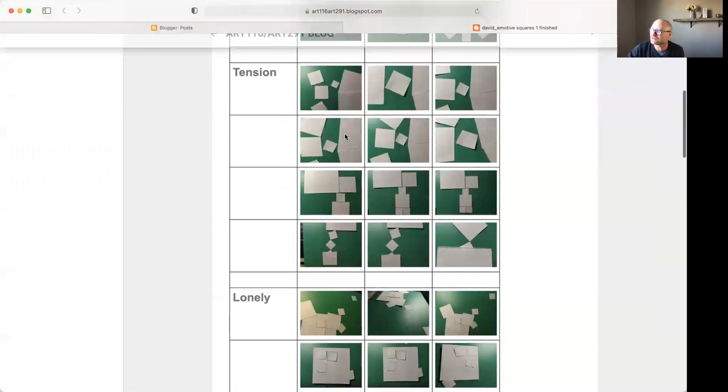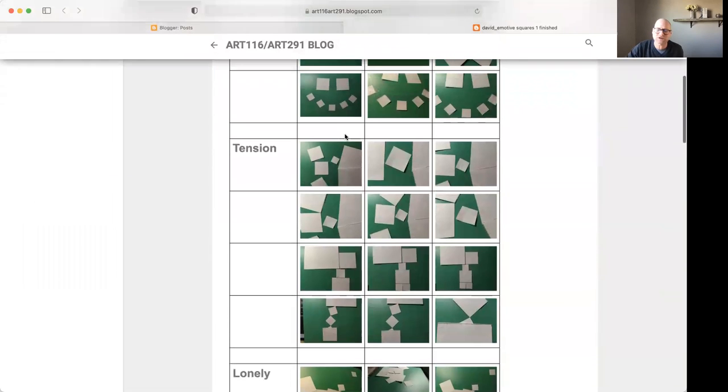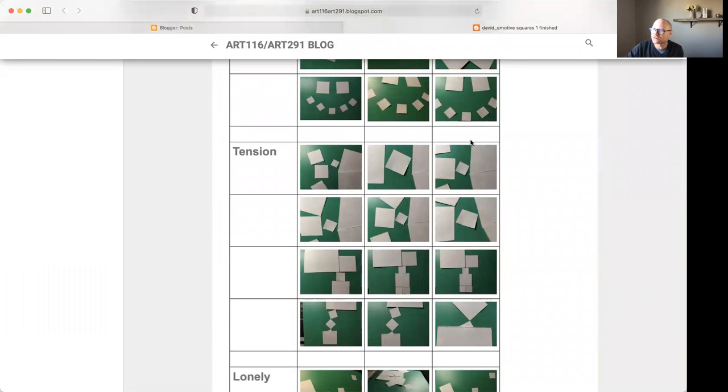So let's look at your tension. I would suggest in just about all of these, your compositions improve as you get closer.